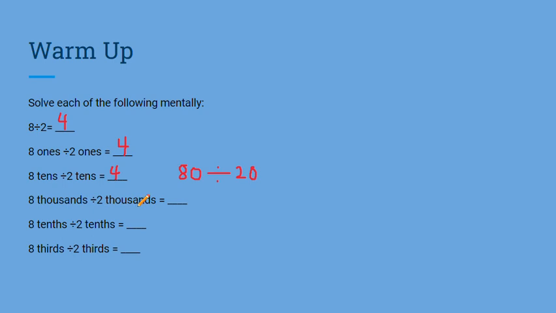8 thousands divided by 2 thousands, again, is going to be 4. 8 tenths divided by 2 tenths, 4. 8 thirds divided by 2 thirds, 4. Why is this true? Well, think about it. In every one of these, we have what we had in the very beginning, 8 divided by 2, right? And since the words that are with them are the same, it comes out the same every time.